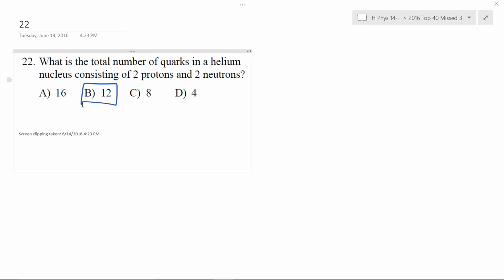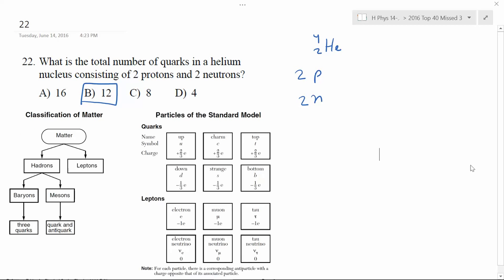22. B. Now this is a helium nucleus. So remember, helium 4, 2. Basically it has two protons and it has two neutrons. This is a question about the standard model. So a reminder that matter is always either a hadron or a lepton.